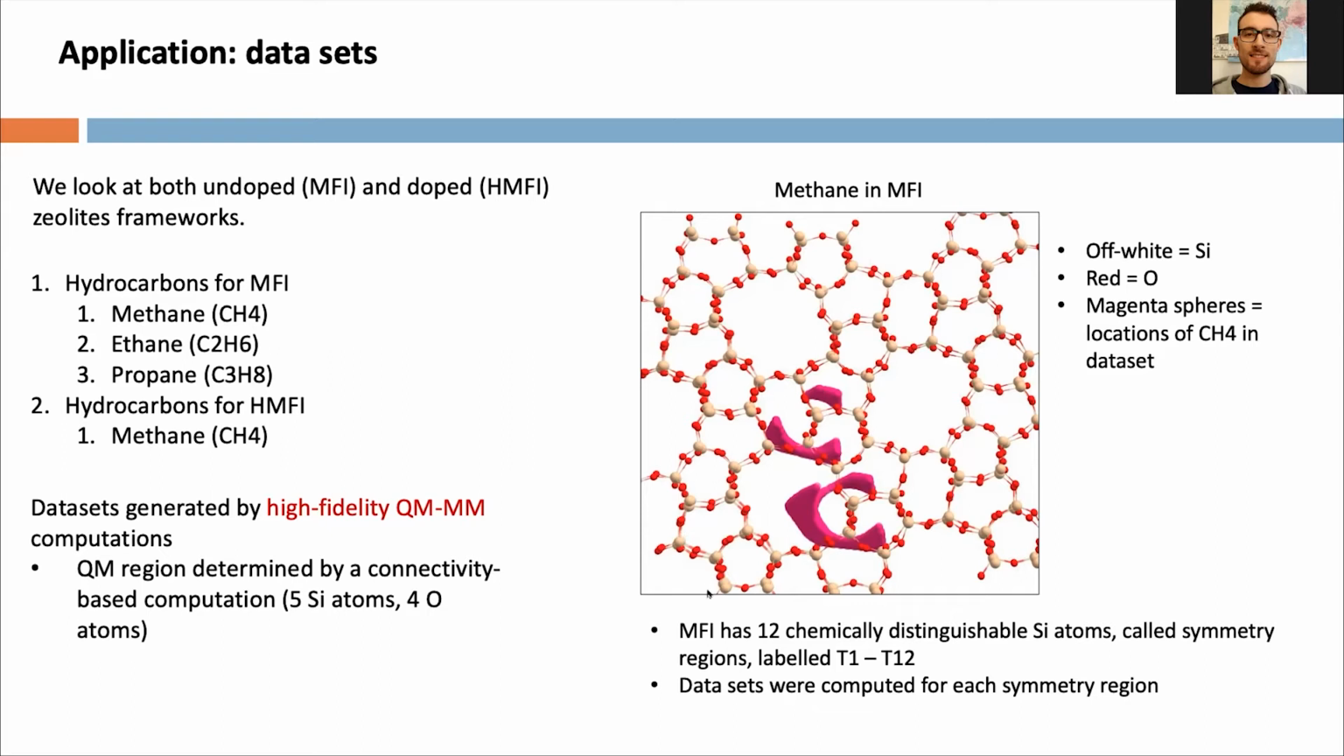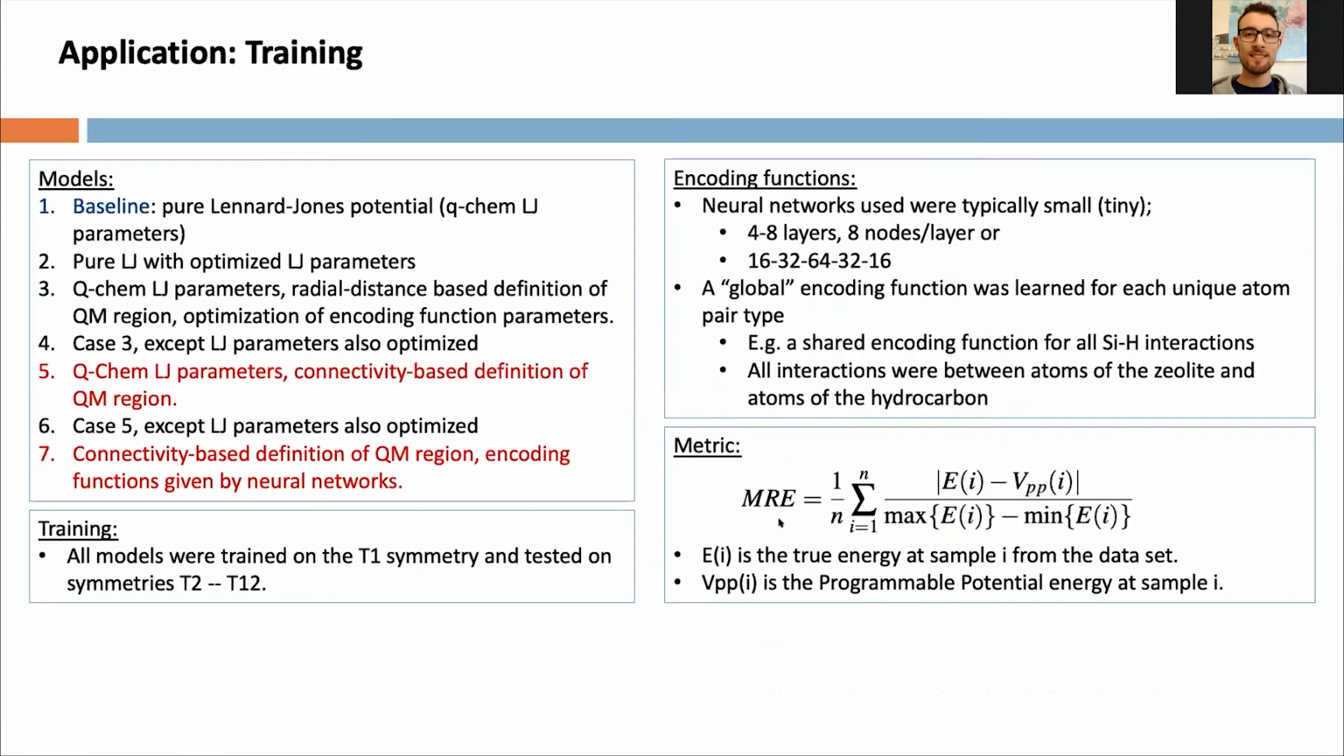What's interesting to note here is that the undoped zeolite has 12 chemically distinguishable silicon atoms, called symmetry regions, and we label these T1 through T12. So we have a data set for each symmetry region, and what we do later is train on just the T1 symmetry and extrapolate to the other symmetries.